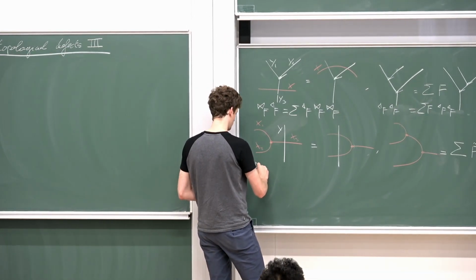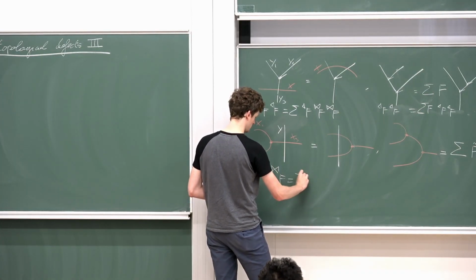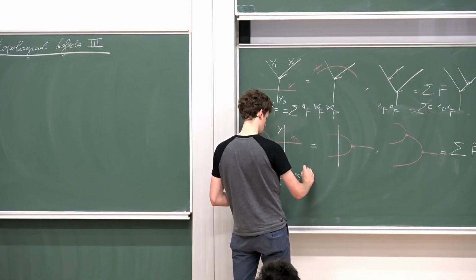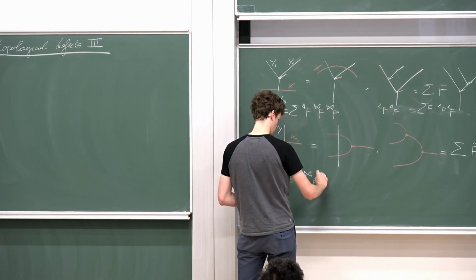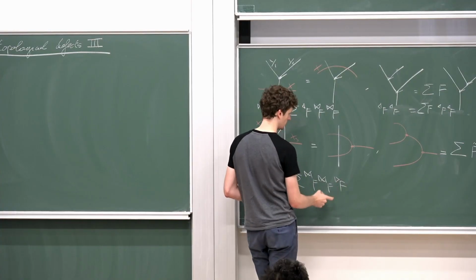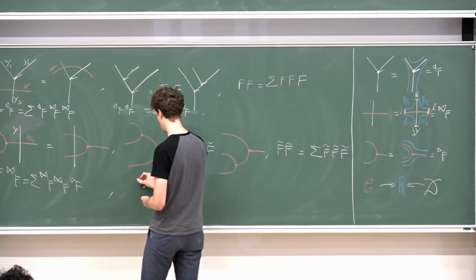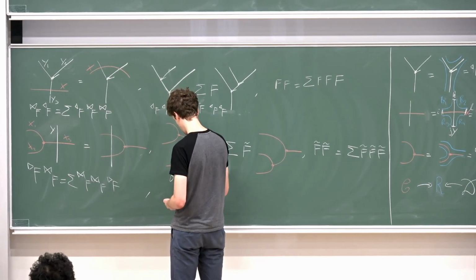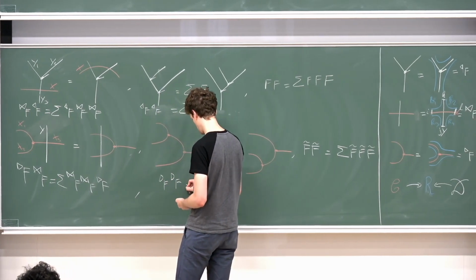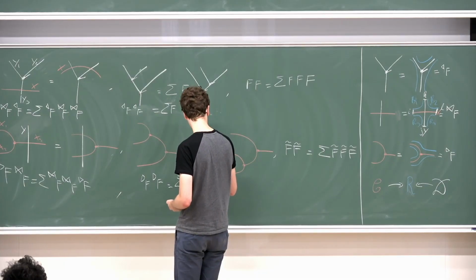So that would be something like this. This times this, bow tie F, is the sum over bow tie F, tie F. Triangle F, that's another pentagon. And this guy here is F, which is the sum over F tilde.